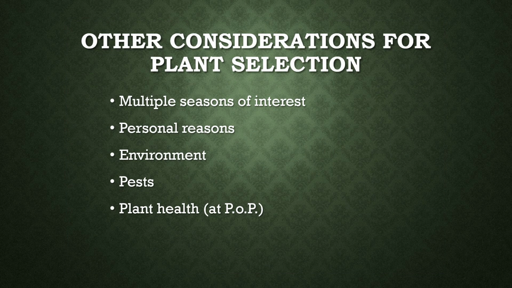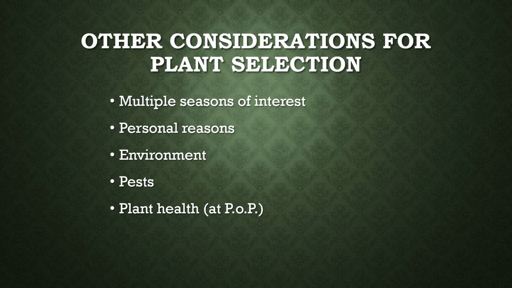There are other considerations that you would want to think about for your plant selection, such as multiple seasons of interest. If a plant only blooms for 2 or 3 weeks, well, that foliage better look good the rest of the year, or else it's just using up space and being an eyesore in your garden.